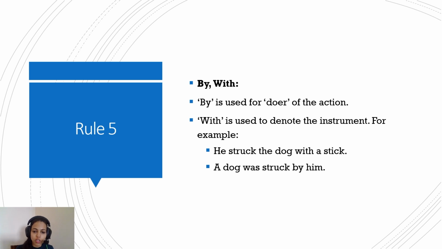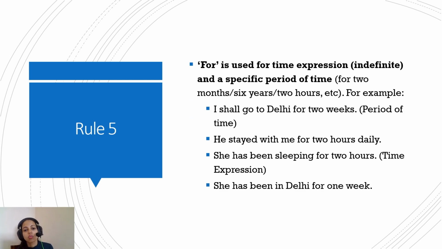Who struck, who was struck, like by whom was the dog struck? By him. So by is pointing to him, the doer of the action. So by and with. By is used to denote the doer of the action, and with is used to denote the instrument by which the action was done. Okay? Simple. Now, the word for is used to express time.